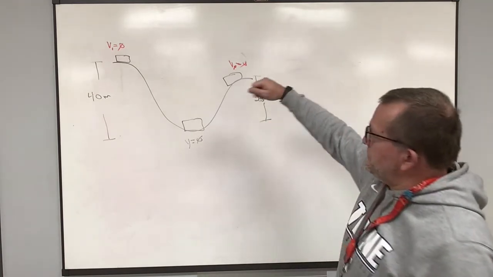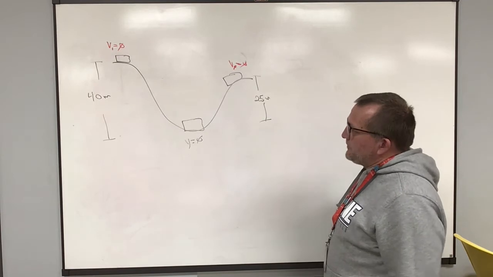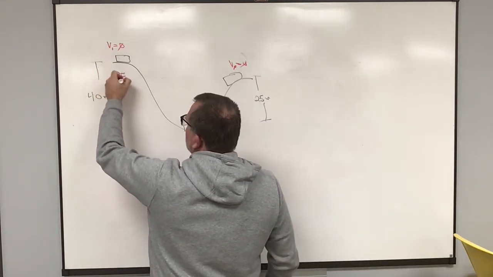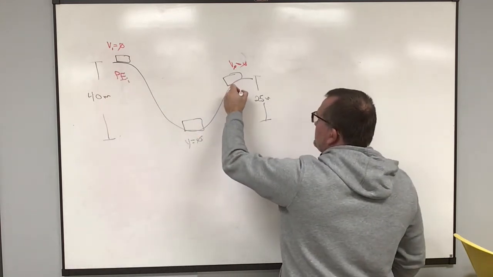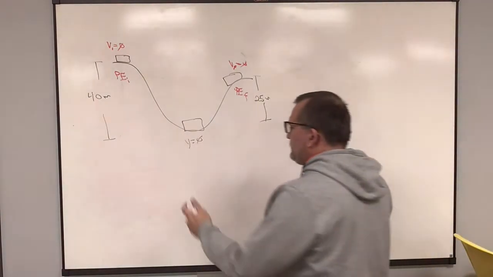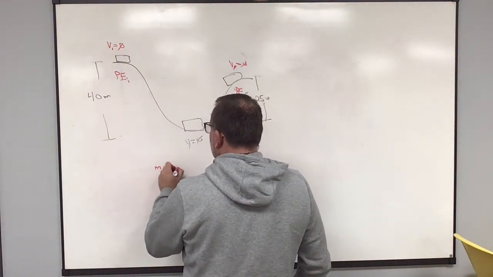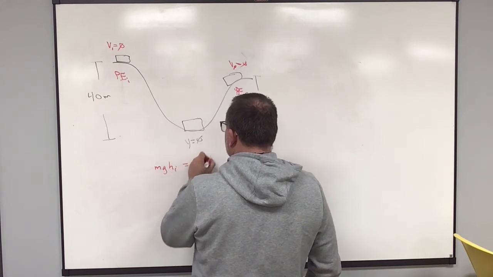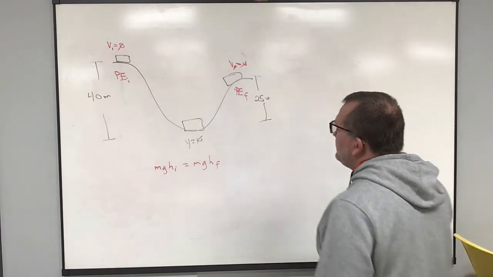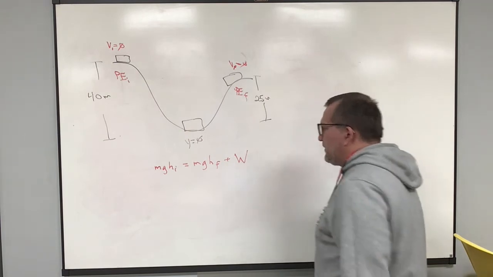So we lose energy when we go from here to here, right? And we want to find out what that energy is. So let's just take a look at this. This is all potential, and this is potential energy final. And we want to find the difference that happens here. So potential energy initial, mg h initial, equals mg h final. Or so we would think, right? But there's going to be a little loss there, and that little loss will be our work that's going to happen.